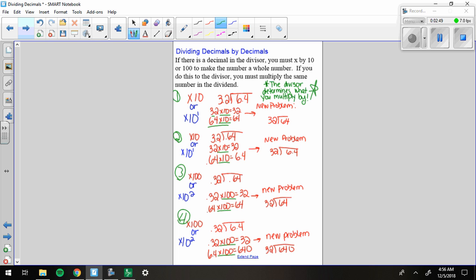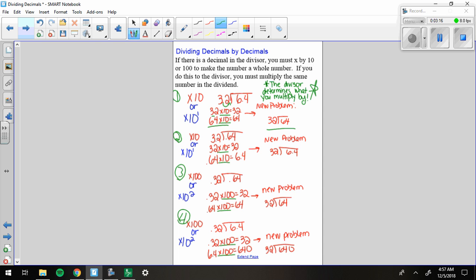Because my divisor tells me what I need to multiply by. My divisor tells me what I need to multiply by. That's where I look first. So I look to my divisor, notice, hey, I need to move this decimal point one place. I need to multiply by 10. I do the same thing in my dividend. So my new problem turns into 64 divided by 32 instead of 6 4/10 divided by 3 2/10. And now I'm able to do that problem.